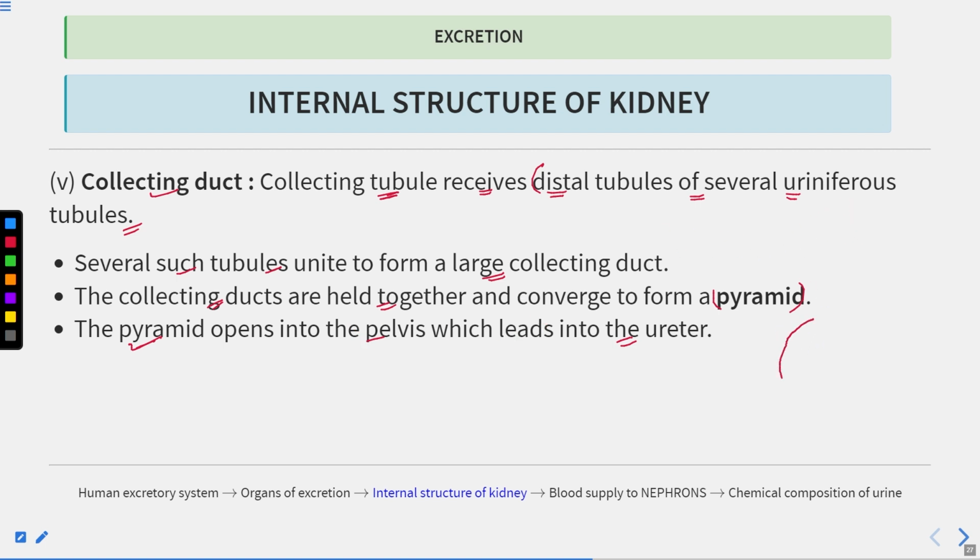I've already told you this was the structure of the kidney. Here these renal pyramids were present. All these renal pyramids merge together in the region known as the pelvis, and this is the ureter, which carries the urine. These are the renal pyramids, which are present in the medullary region. So this is a very rough sketch of the structure of the kidney.